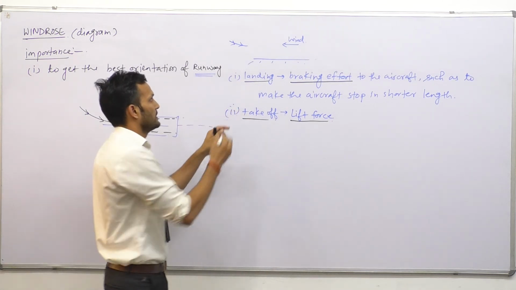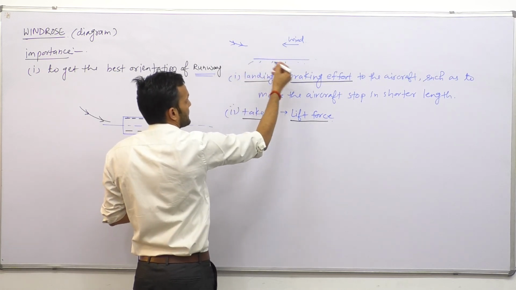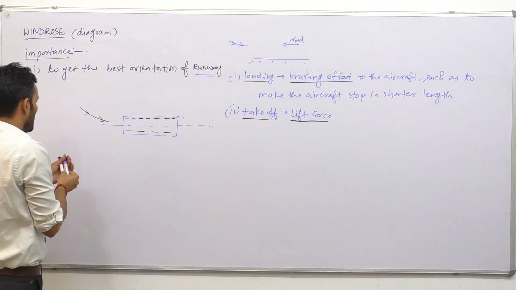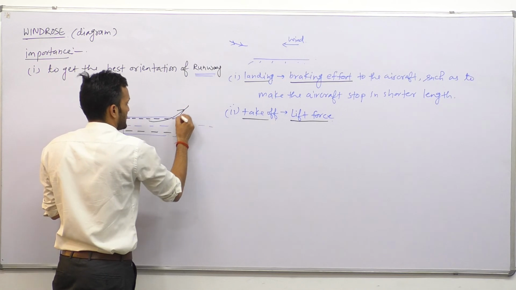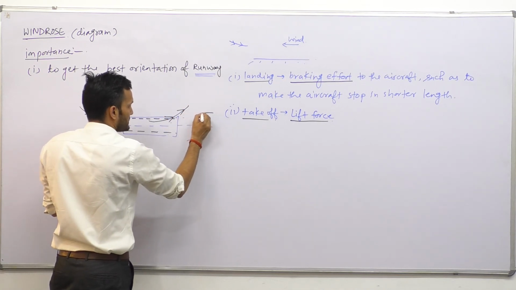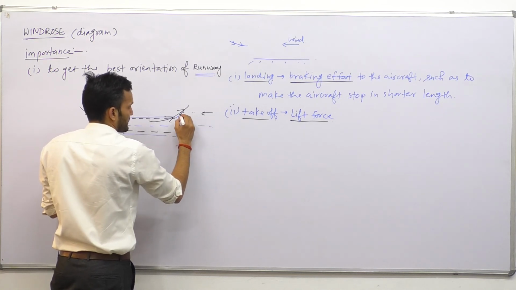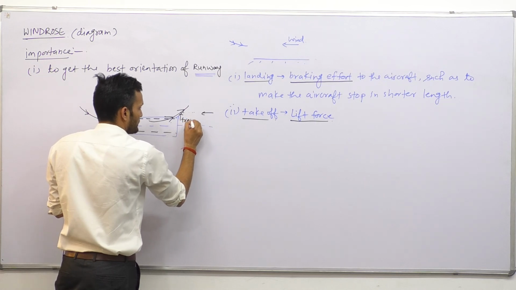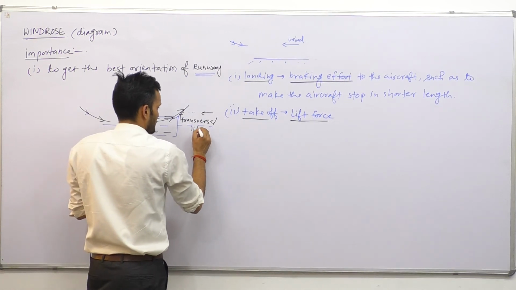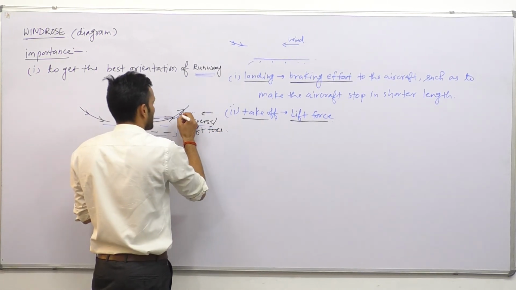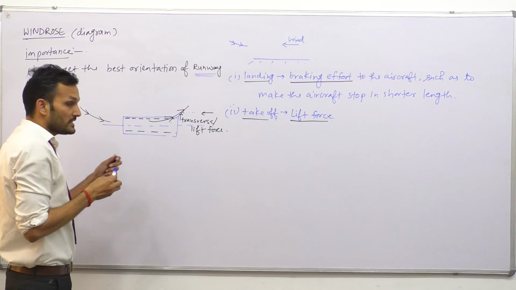So the second point is the takeoff condition. When the wind is blowing, this was the case for landing. Similarly, if the aircraft is going to take off, then the headwinds are going to make a vertical transverse force, I must say the lift force. This lift force is going to make the aircraft fly within a shorter distance.